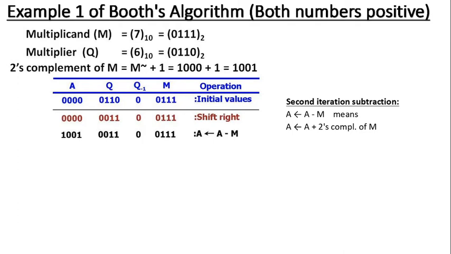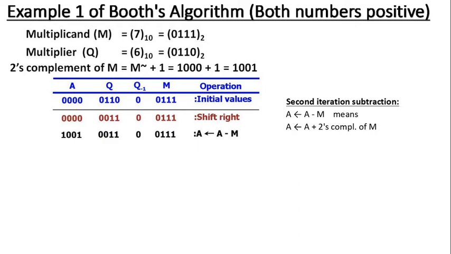We know that subtraction means the number which is to be subtracted, its 2's complement, we can simply add to the first number. So if the number to be subtracted is in register M, its 2's complement of M will be added to A and the result is copied to A itself, and that is equivalent to subtraction here.